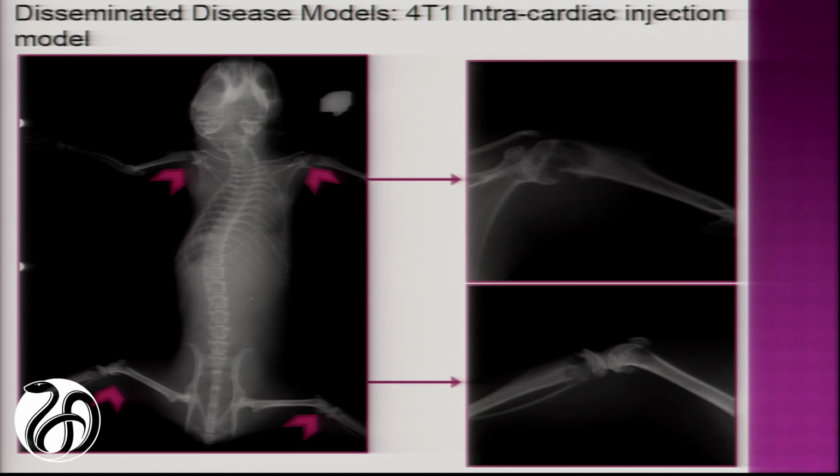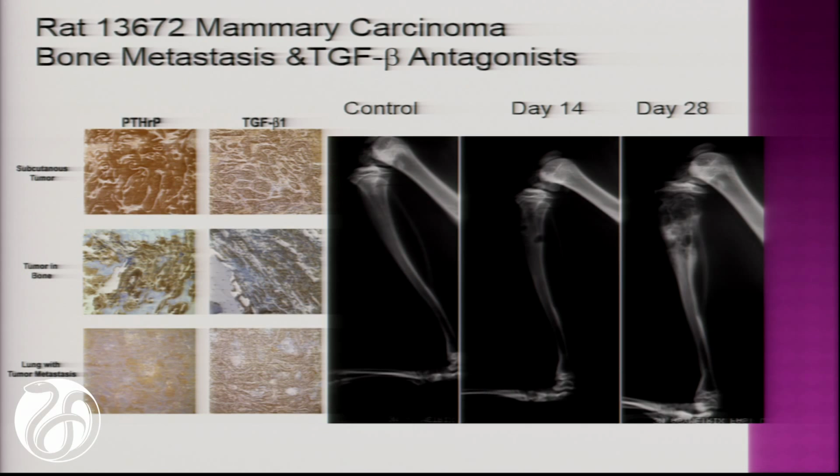Now here's a disseminated disease model. That's the 4T1, again, a syngeneic mouse model. And in this case, the tumor cells were injected into the left ventricle of the heart. And you can see here, they went to the bone. There's a mammary carcinoma. It went to bone, and you could see the damage to the trabecular bone and the tumor growth in the bone, which allows treatments to be administered that might be useful in treatment of bone metastasis.